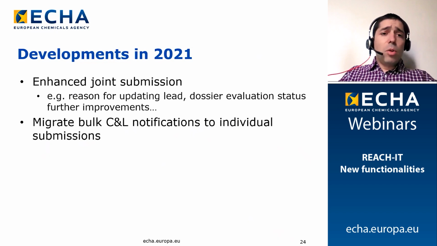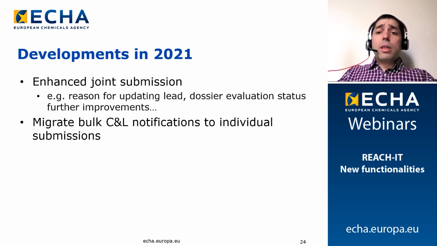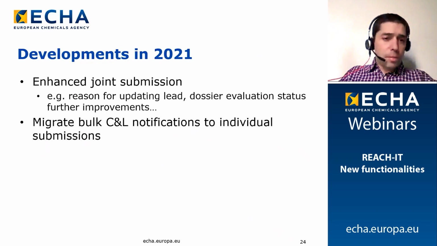We are going to migrate the bulk CNL notifications to the individual submissions. As you remember, until 2016, it was possible to submit in bulk CNL notifications without a Euclid dossier. With this new feature, we provide the same user experience as a standard CNL notification submitted with a Euclid dossier. And you will have access to all the related data, which is not the case currently.